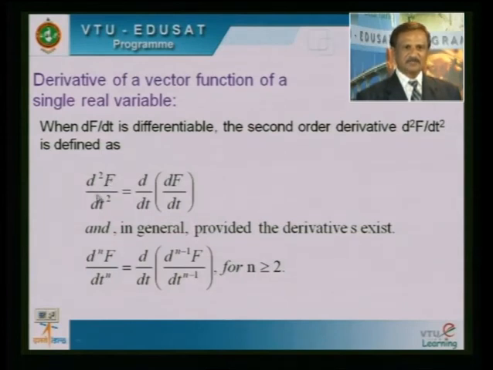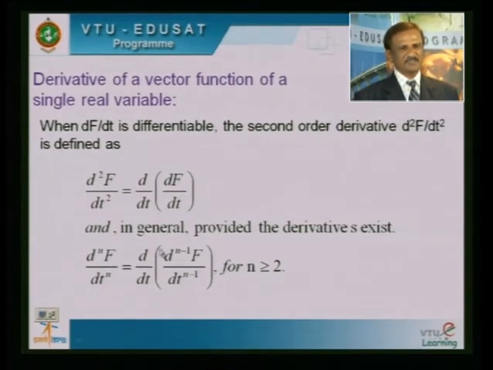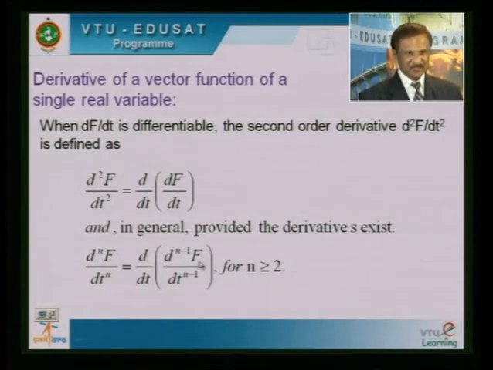If you want to obtain the third derivative, you take d by dt of the second derivative, d square f by dt square. And in general, you can obtain the nth derivative. So f is the given function, d raised to n f by dt raised to n is d by dt of its previous derivative, d raised to n minus 1 f by dt raised to n minus 1. Like that you can calculate higher order derivatives.